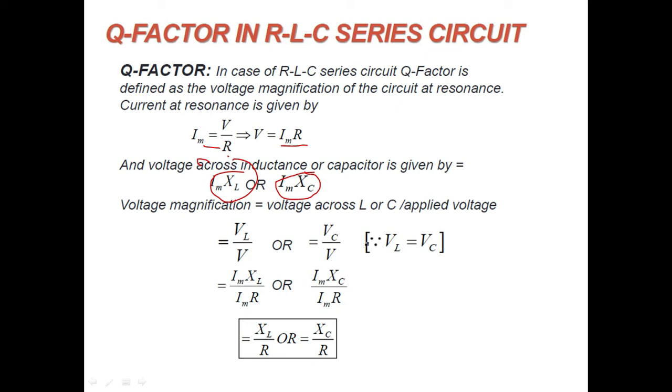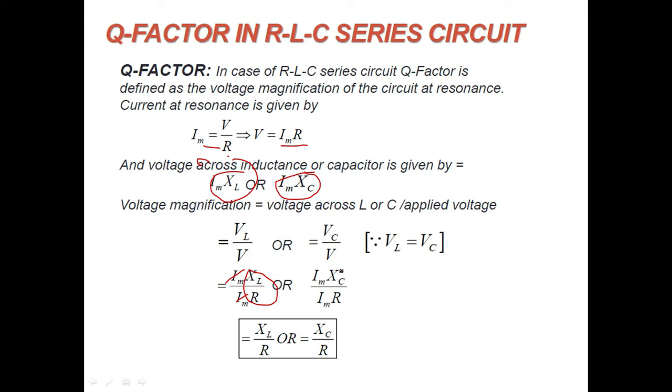So the voltage magnification of the circuit at resonance is nothing but the quality factor, hence VL upon V or Vc upon V. We have the equation VL equal to Im into XL, and the voltage drop across the resistor, when the circuit is purely resistive, is Im into R. Here the Im parameter gets cancelled, hence what remains is XL upon R.